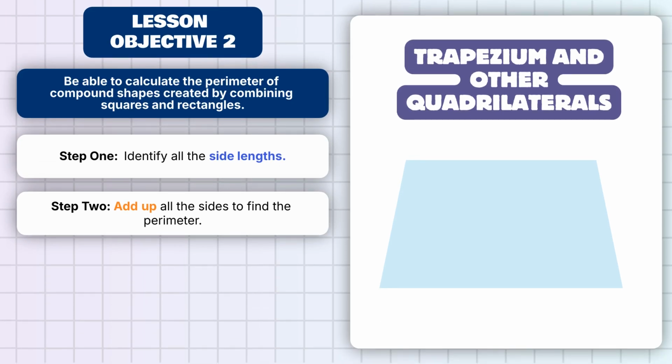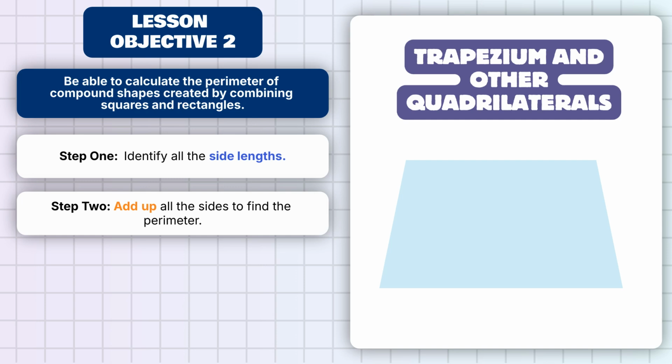Sometimes not all side lengths are provided. Instead, additional information like height might be given. If a trapezium's height is known, you can use geometric properties to find missing sides, often involving triangle calculations. Let's show this with an example.